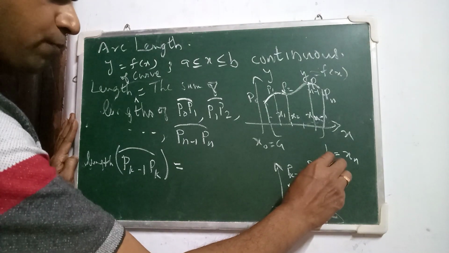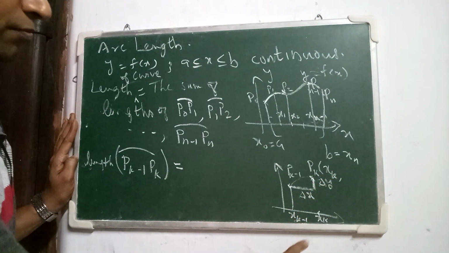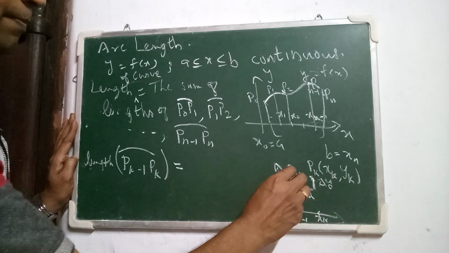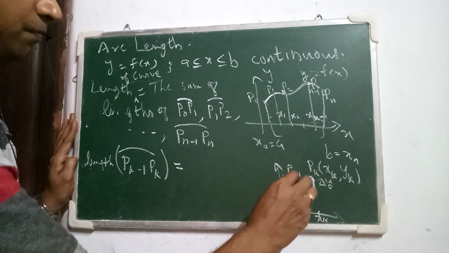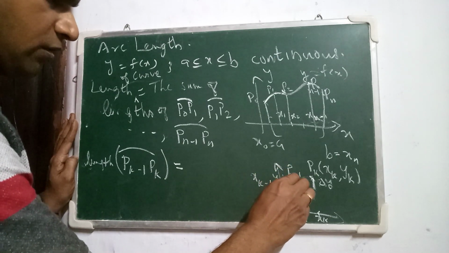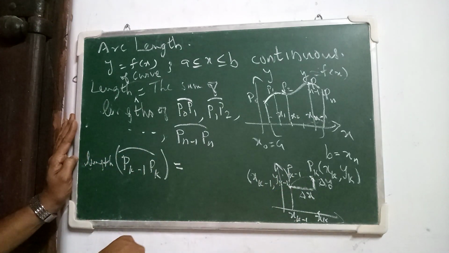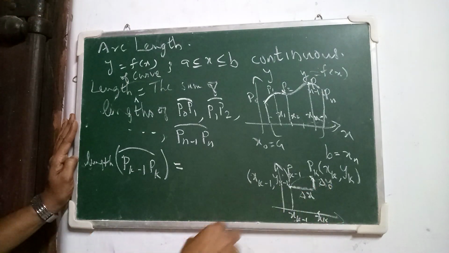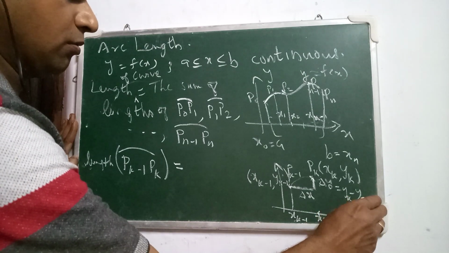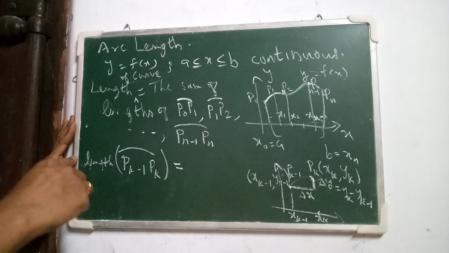Okay, so this point Pk is the point xk comma f of xk. f of xk is denoted by, let us say, yk. Similarly, what is Pk minus 1? Pk minus 1 is xk minus 1 comma yk minus 1. That is Pk minus 1. And what is delta y? Delta y is yk minus yk minus 1.